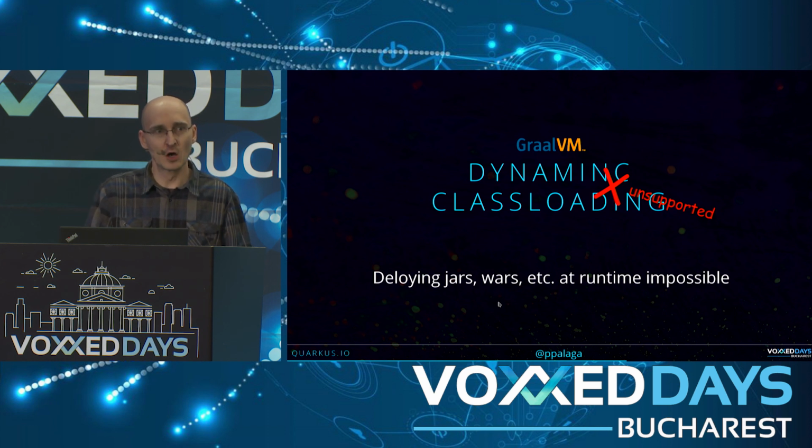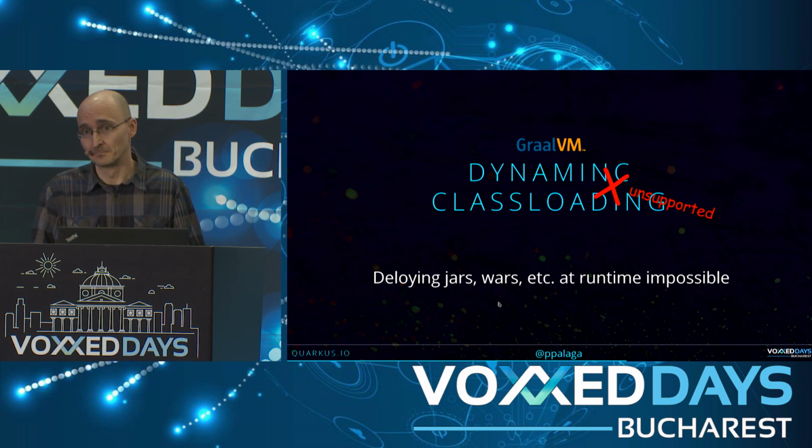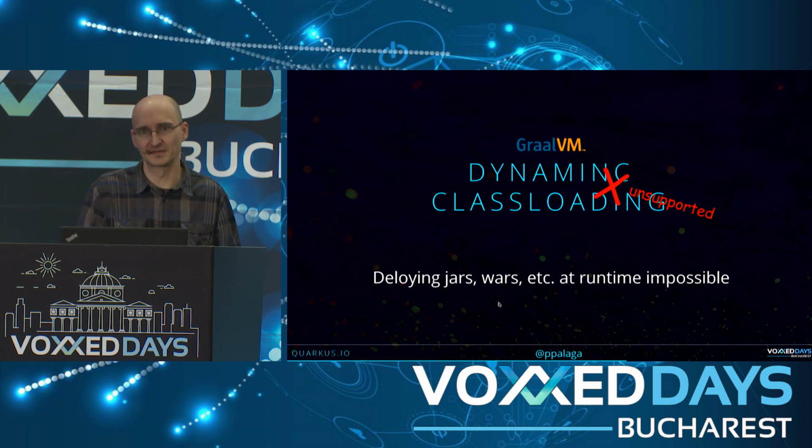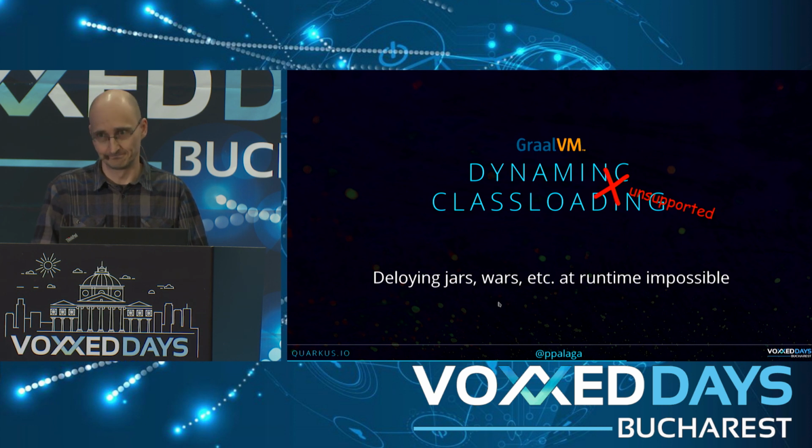This means that no traditional application server can ever work on top of GraalVM, because deploying wars and jars is nothing else than loading classes dynamically. That's why Quarkus is doing all these things at build time.